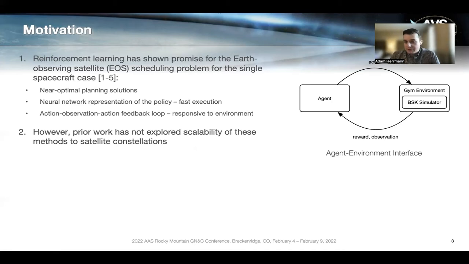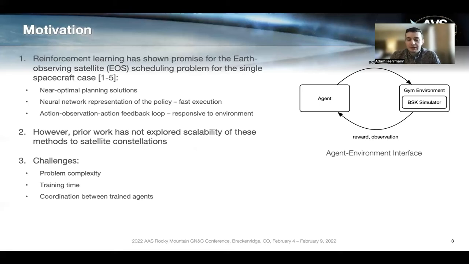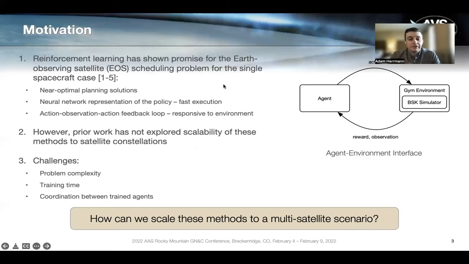However, the prior work, especially work done in our lab, has not explored the scalability of reinforcement learning methods to satellite constellations or scenarios in which you have multiple agents operating. There are several challenges associated with doing this. So first and foremost is the problem complexity. Your action space is exponential in the number of agents that you have. Along with that goes an increase in training time, so that can be considerable. And then coordination between trained agents is a non-trivial problem to be solved. How do you coordinate agents to maximize global reward? So this work really focuses on scaling these methods to a multi-satellite scenario in a simple way.